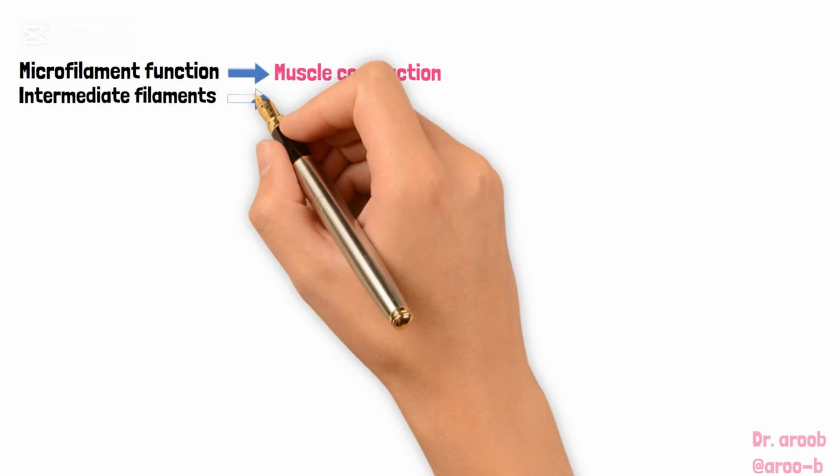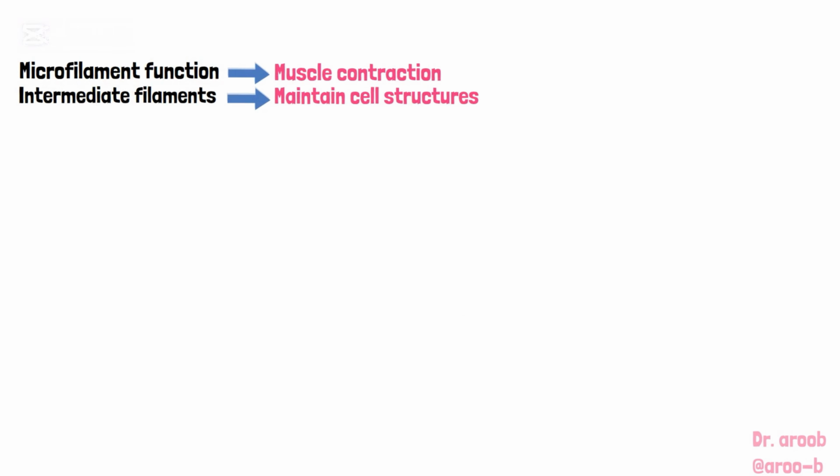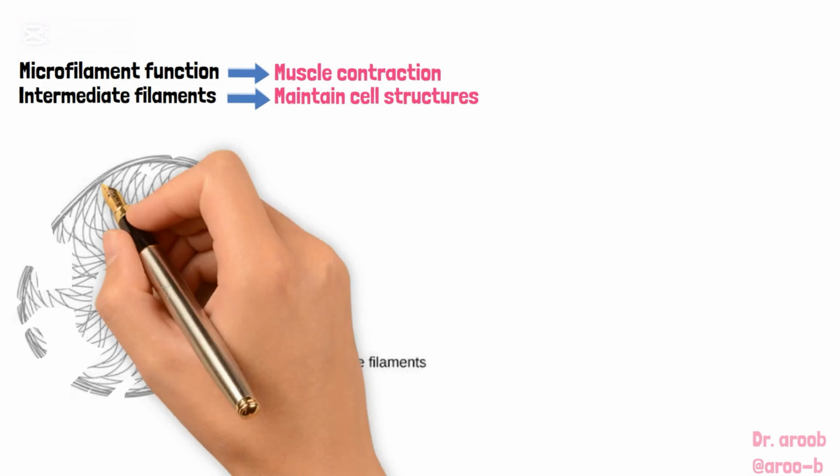Intermediate filament function is to maintain cell structure. Intermediate filaments are structural components of the cytoskeleton that provide mechanical support and stability to cells, maintaining their shape and anchoring organelles in place.